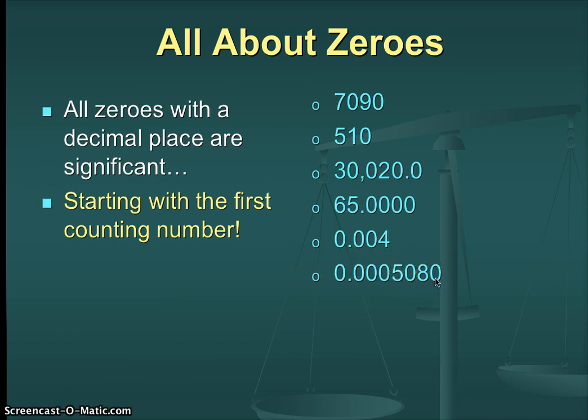5.080 times 10 to the negative 4th. These zeros here at the end are all significant because there is a decimal place. How many sig figs does this have? If you answered 5, then you remembered the rules. If you answered 8, again, you have to start with the first counting number. If you answered 2, remember there is a decimal place. All these zeros on the right are significant.